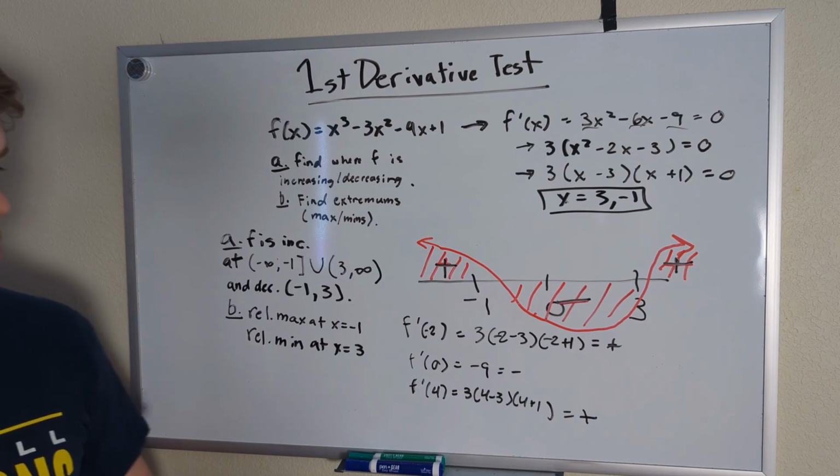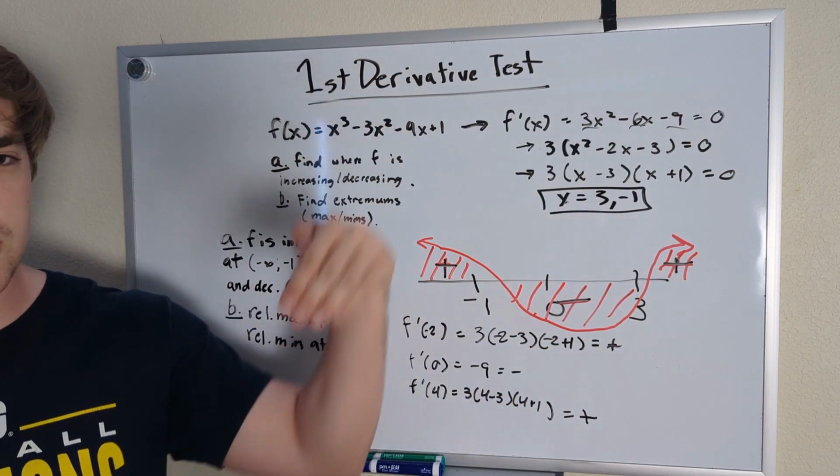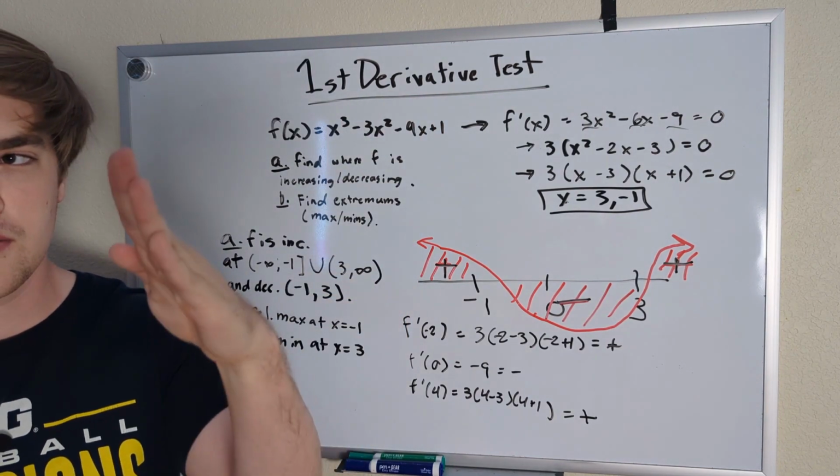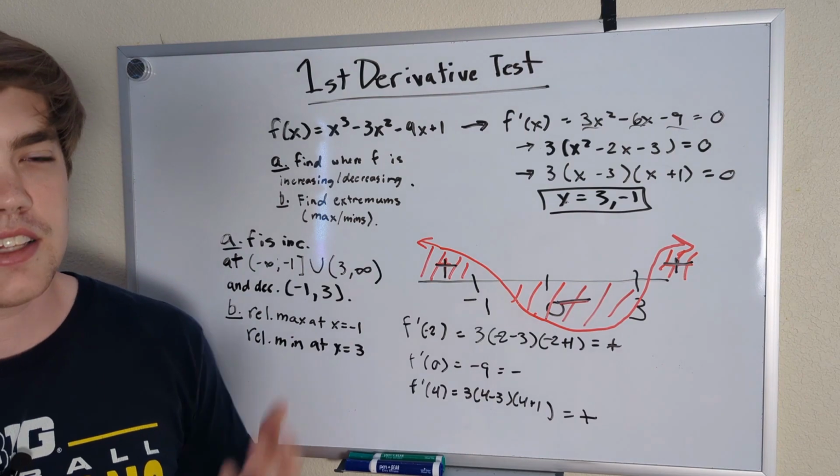And then at x equals 3, the function's been decreasing up until it reaches 3. Therefore, it dips like this, goes from decreasing to increasing. And when it does that, the function is a relative minimum. Think of the bottom of a parabola and the top of a parabola.